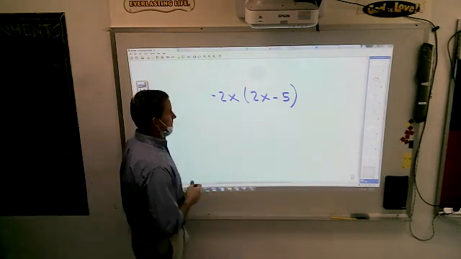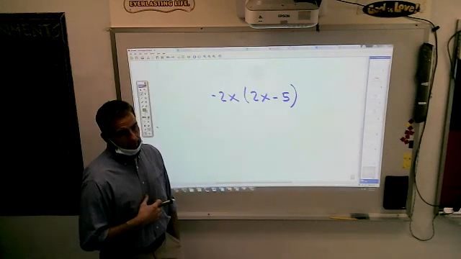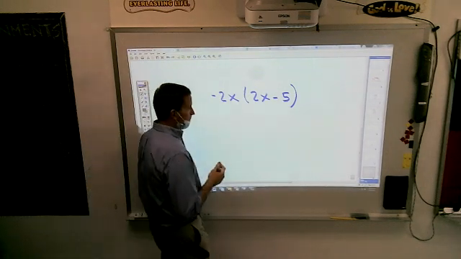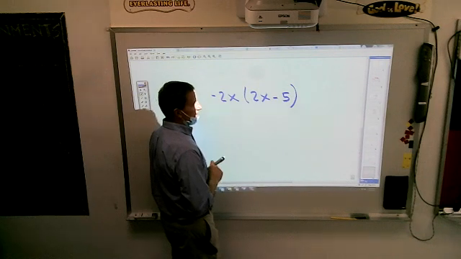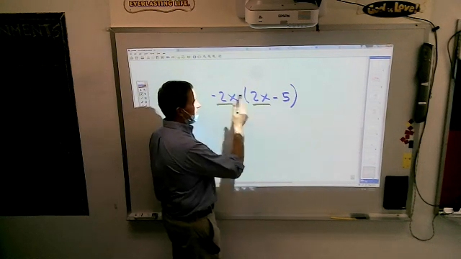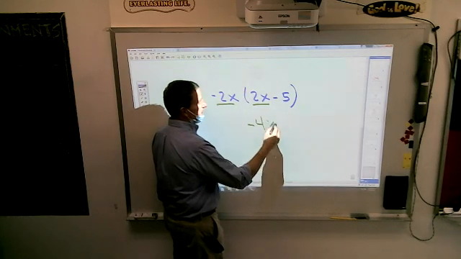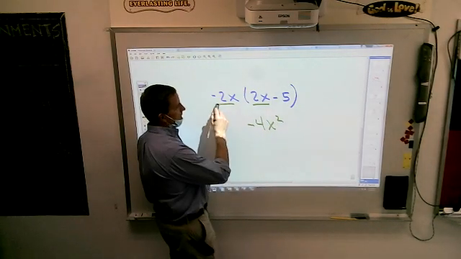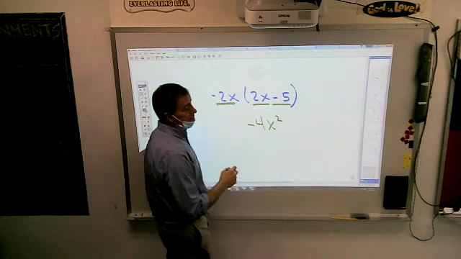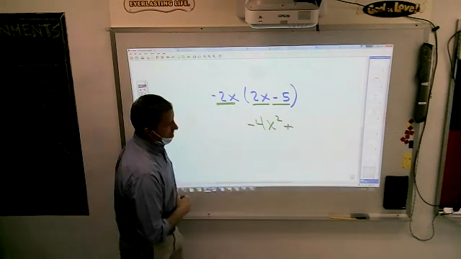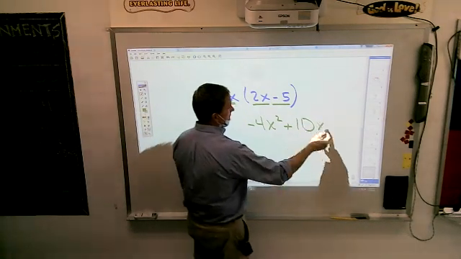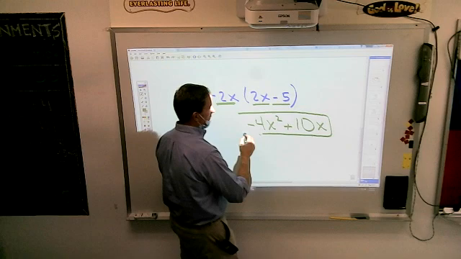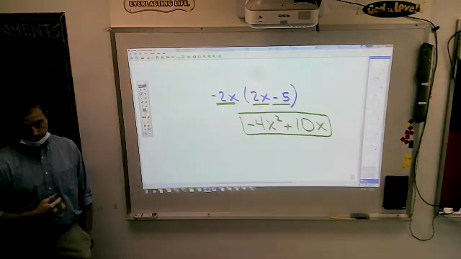Zoe, what'd you come up with on that? Negative 4x squared plus, or positive 10. Yeah, plus and positive is the same thing, except you missed something. I agree, negative 2x times 2x, one negative makes the whole thing negative, negative 4x squared. And then a negative 2x times a negative 5 is plus. 2 times 5 is 10, but you still have that x there. So this would be the thing. Don't forget, you have to put all the pieces of the puzzle together there.